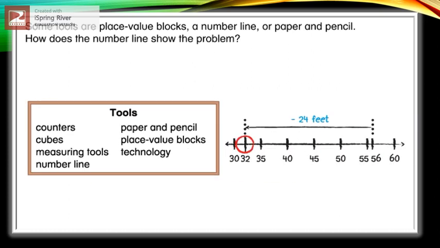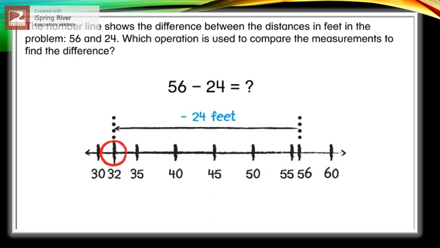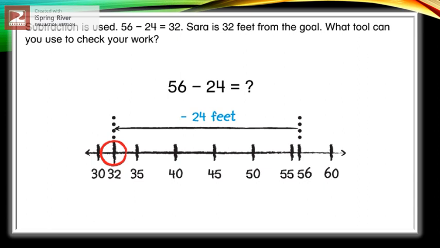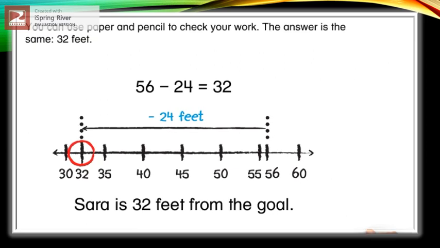How does the number line show the problem? The number line shows the difference between the distances in feet in the problem, 56 and 24. Which operation is used to compare the measurements to find the difference? Subtraction is used. 56 minus 24 equals 32. Sarah is 32 feet from the goal. What tool can you use to check your work? You can use paper and pencil to check your work. The answer is the same, 32 feet.